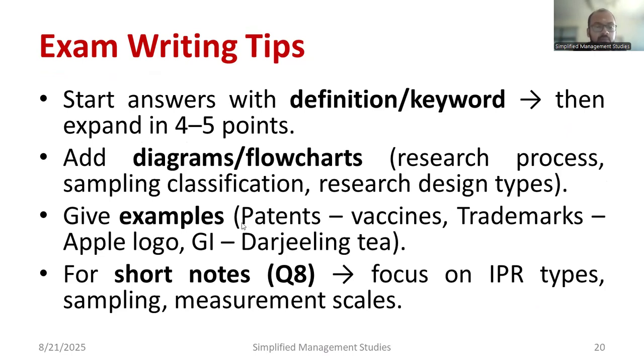And give suitable examples: patent, vaccination, trademark, Apple logo, then GI. For all these, you are supposed to give an example. For example, geographical indication: Darjeeling tea, Mysore silk. For patents, COVID vaccine, you can give one example. Trademark: Apple logo, then Peter England logo, then Puma logo. Then for short notes, focus on IPR types, sampling, measurement scale, etc. So kindly focus on these topics.